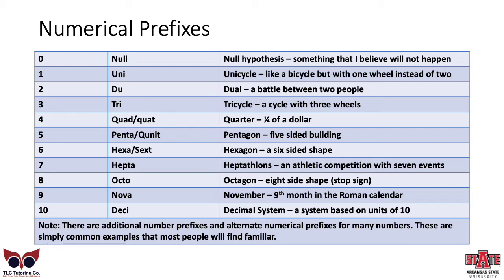9. Nova. This is where we get our month November. In the Roman calendar, November was the 9th month. And 10. Deci. Decimal system, a system based on units of 10. Please note that there are additional number prefixes and alternate number prefixes for many numbers. These are simply common examples that most people will find familiar.